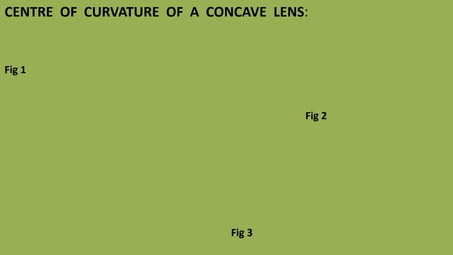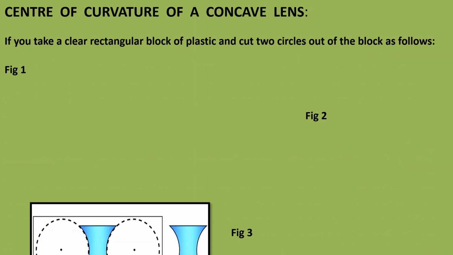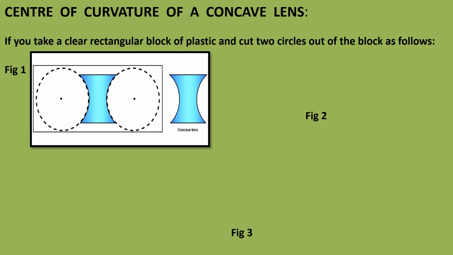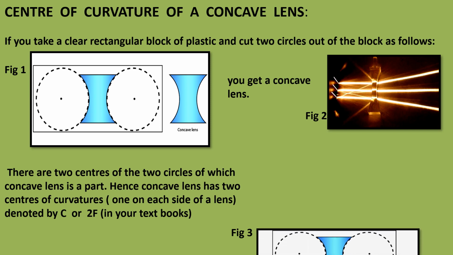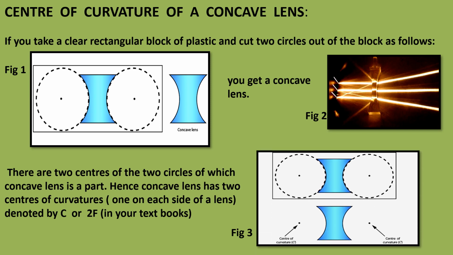Center of curvature of a concave lens. If we take a clear rectangular block of plastic and cut two circles out of the block as shown in figure number 1, we'll get a concave lens. There are two centers of two circles of which concave lens is a part. Hence concave lens has two centers of curvature, one on each side of the lens as shown in figure number 3. It is also denoted by capital C or 2F.